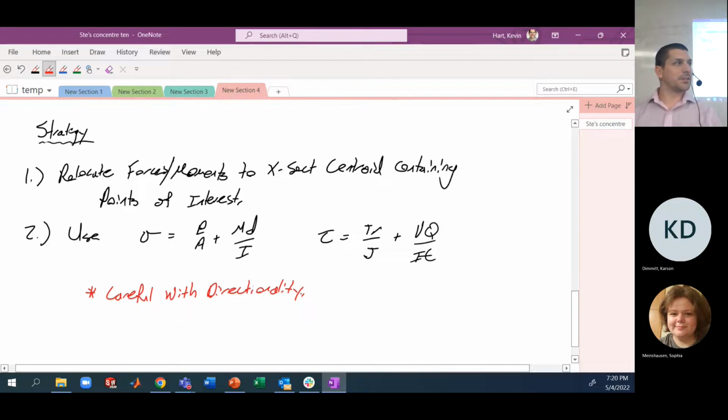Yeah. Questions on the combined loading? We're going to do a couple of examples. Probably one good long example of combined loading here. Just a second. Jensen. Not quite sure what you mean.